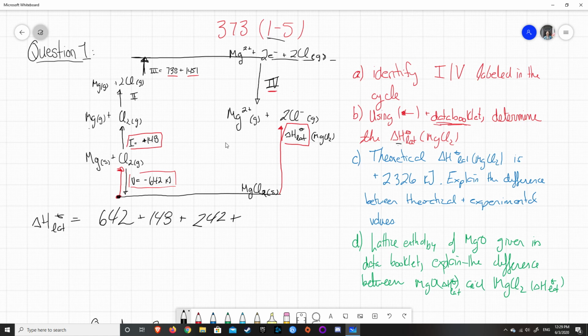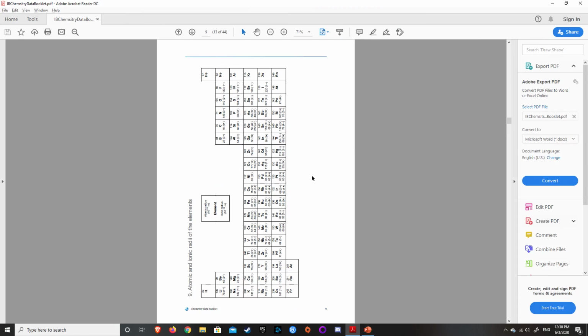And then we need to add 738 for the ionization energy of magnesium, and the second one, 1451. And we've got to figure out what this is. This is the electron affinity of chlorine. So we need to add again, right? We keep adding, but we can add a negative number. And the electron affinity of chlorine is not provided here, so it must be in your data booklet. Let's go back to our data booklet. We scroll up.